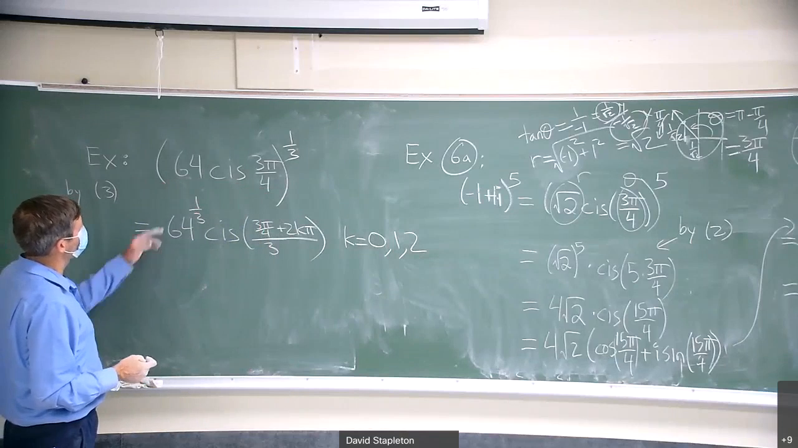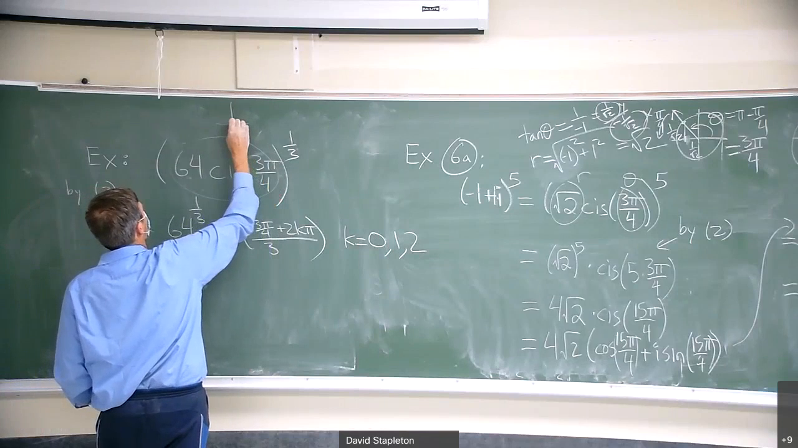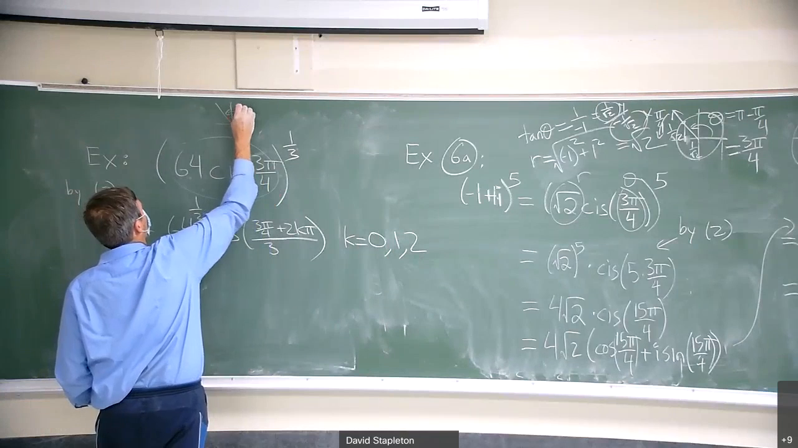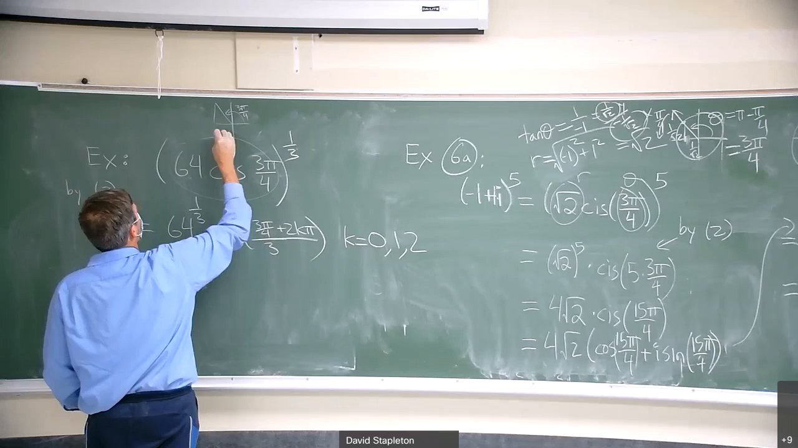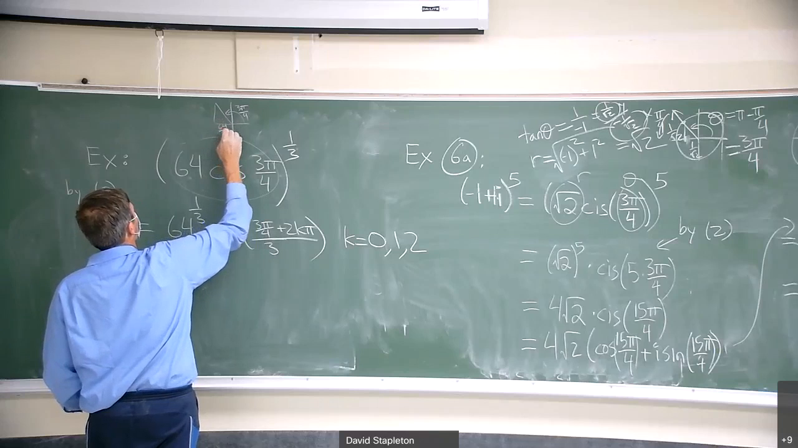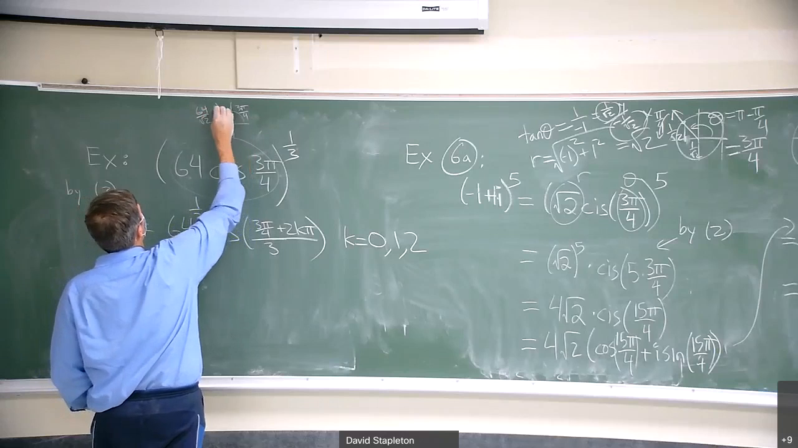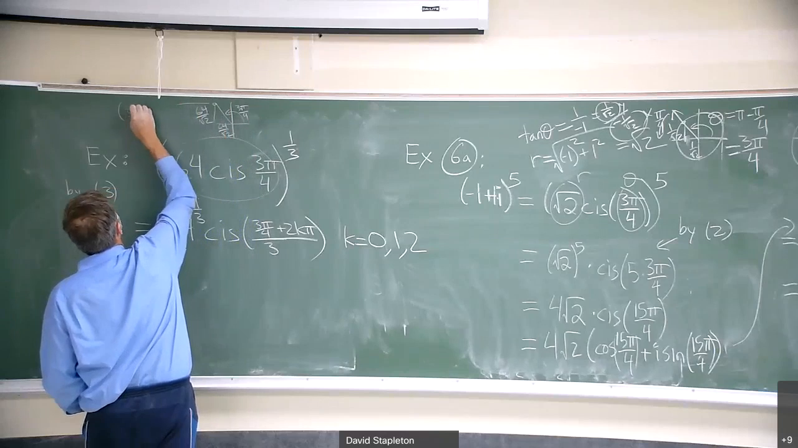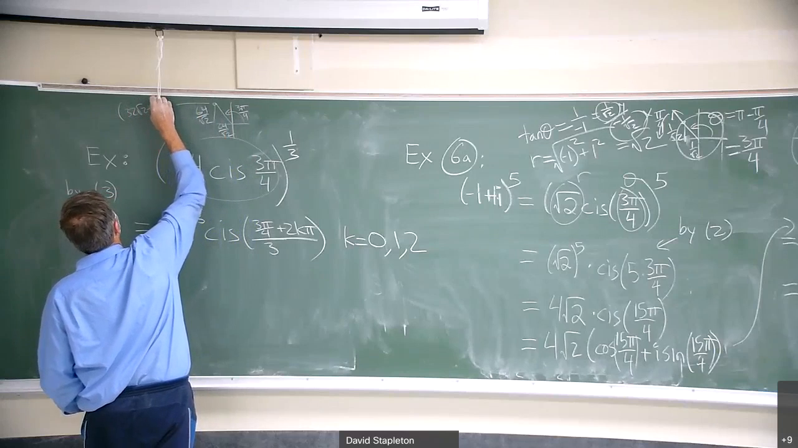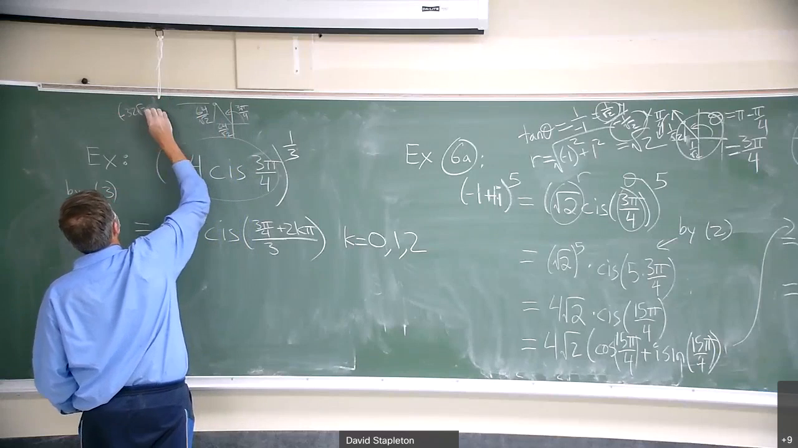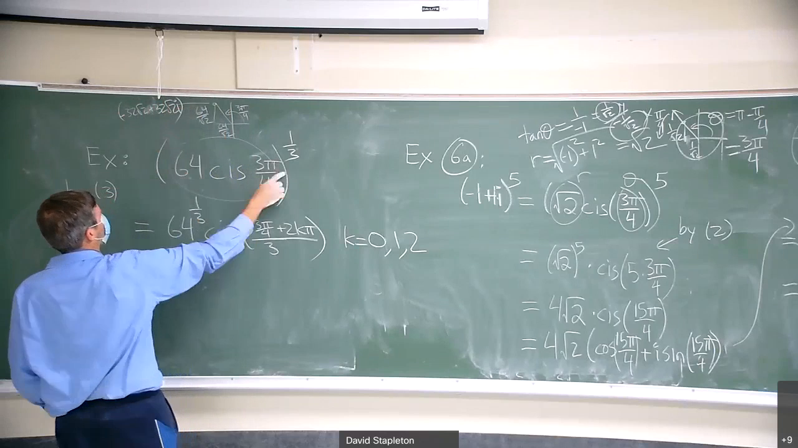By the way, you can figure out what this is in rectangular coordinates. If you convert that to rectangular coordinates, you're going out 64 units at an angle of 3 pi over 4. This is just 64 over square root 2 and 64 over square root 2. So the number is minus 32 square root 2 plus 32 square root 2 i. That's the number we're taking the cube root of.